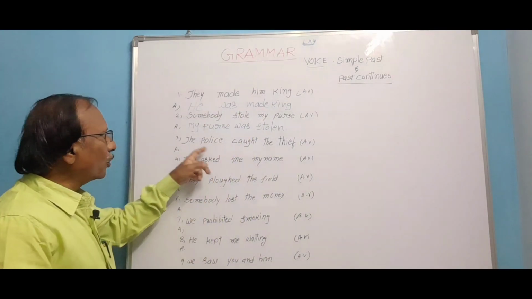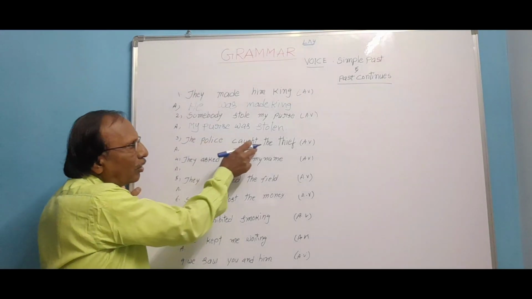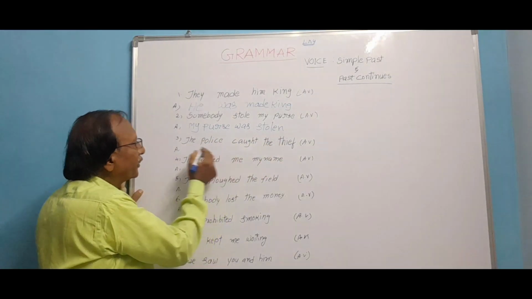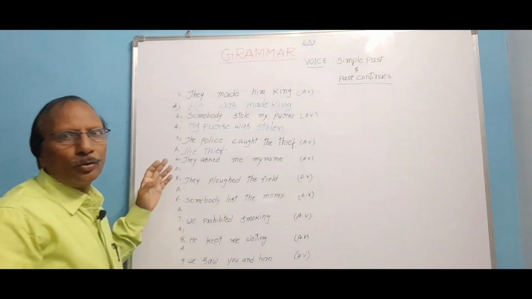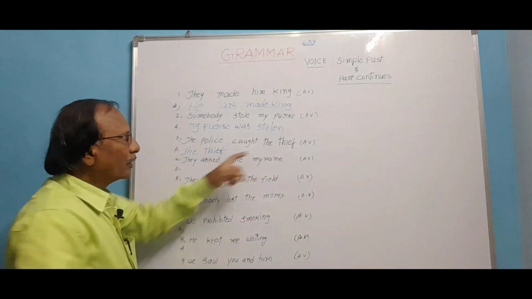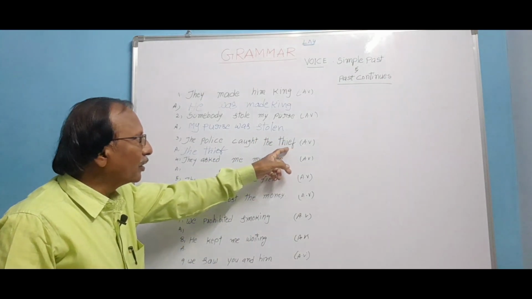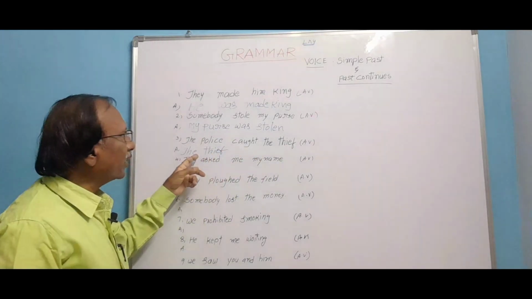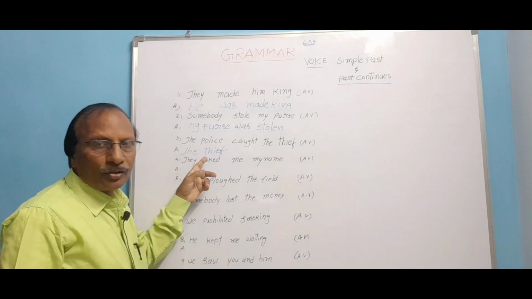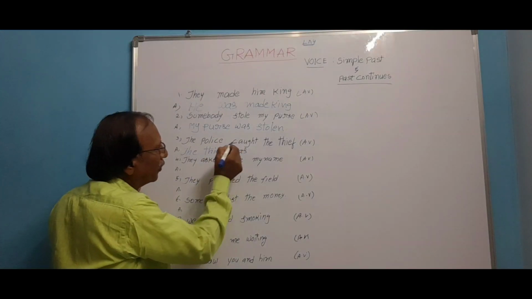Next, the police caught the thief. The police here is the subject, caught the verb, the thief the object. Let us write the thief. Here also singular, the thief. Suppose it is thieves, plural form, then we have to write were. But here you have written singular. So the thief was.